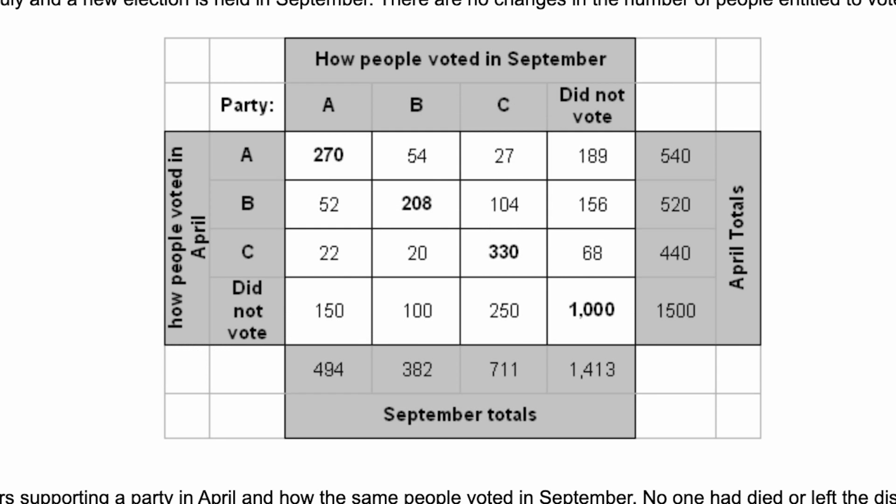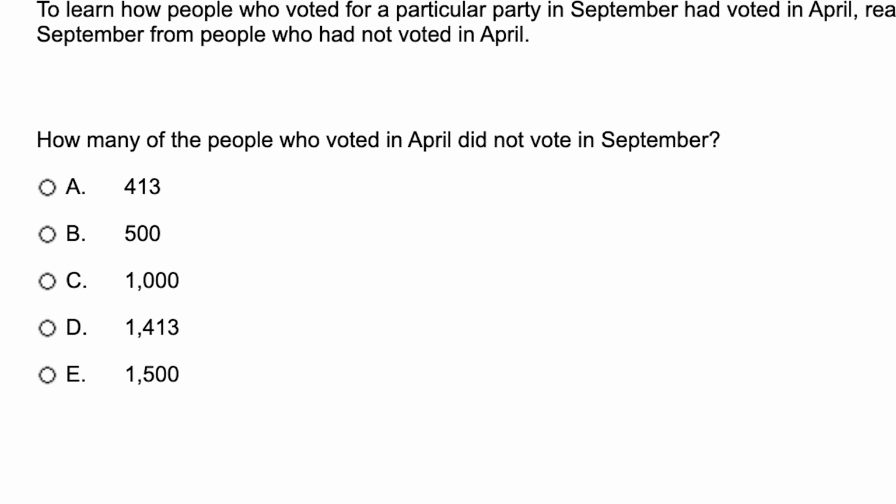So if we first look at how people voted in September and look at the did not vote column, as this is the one we are interested in, we can also see that if we look across to how people voted in April, for Party A, 189 also did not vote in September. For Party B, 156 also did not vote in September. And for Party C, 68 also did not vote in September. So these are the three figures that we're interested in, and this is a simple addition calculation of those three numbers, which gives you 413, so the answer here is A.